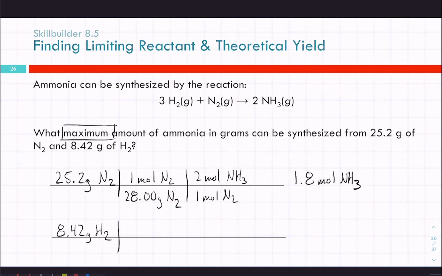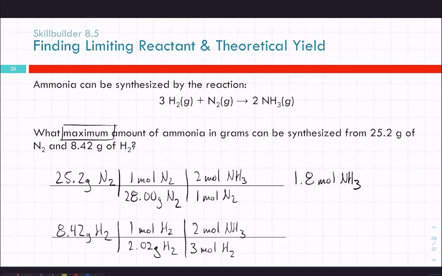Then for hydrogen, same process. Again, we have hydrogen H2, so our mass here will be 2.02 grams of H2 for 1 mole H2. And then our ratio from our balanced chemical equation is 3 to 2. So 3 moles hydrogen, 2 moles ammonia.